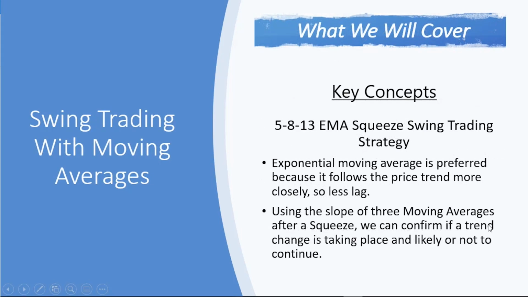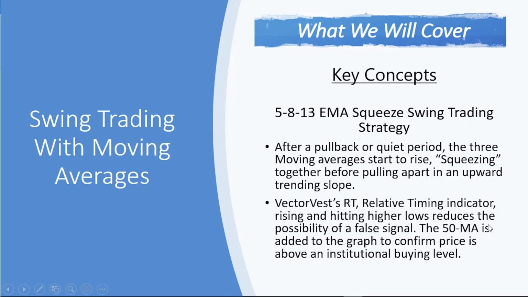What I'm going to share with you tonight are moving average combinations that are used for shorter term trading, swing trading. I think these moving averages give you a perfect combination to predict the short-term price trend with high probability. And this technique is called the EMA squeeze swing trading strategy. It uses exponential moving averages because, again, it follows the price trend a little bit more closely, so there's less lag. And we use the slope of the 3 moving averages after a squeeze. I'll explain what the squeeze means in a moment once we get into some chart examples. We can confirm if a trend change is taking place and likely or not to continue.